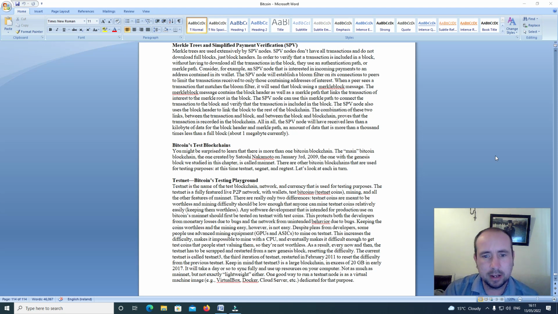All in all, the SPV node will have received less than a kilobyte of data for the block header and the Merkle path, an amount of data that is more than 1,000 times less than a full block, about 1 megabyte currently.